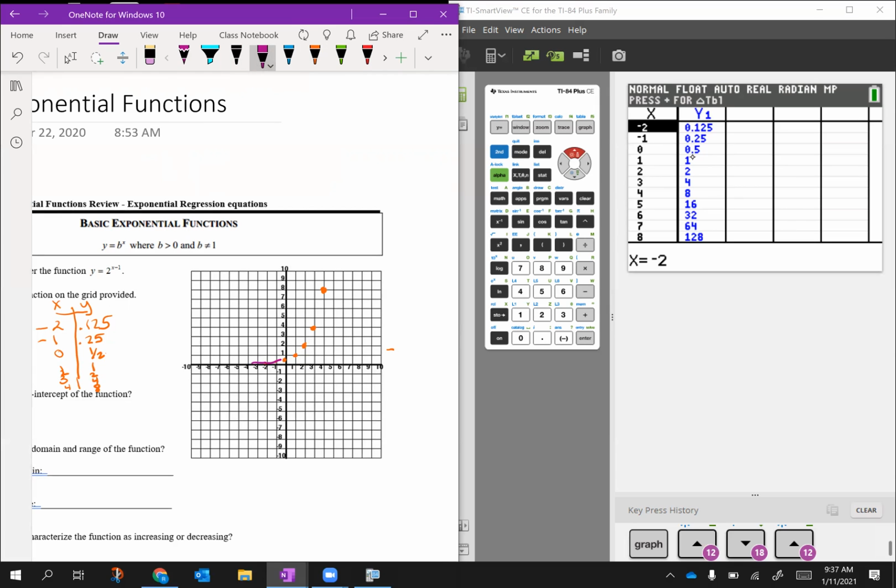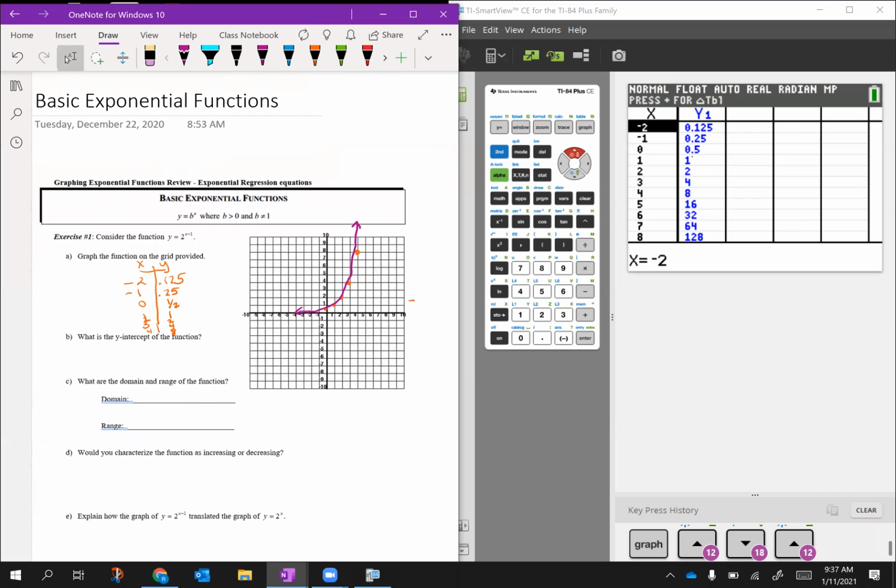So I'm going to try to connect these. It's a smooth curve, so do the best that you can on the surface. What is the y-intercept? Our y-intercept is the number where when x is 0, y equals what? We can read it off our table. We can look at the graph. The graph's a little bit tricky. So it's 1/2.